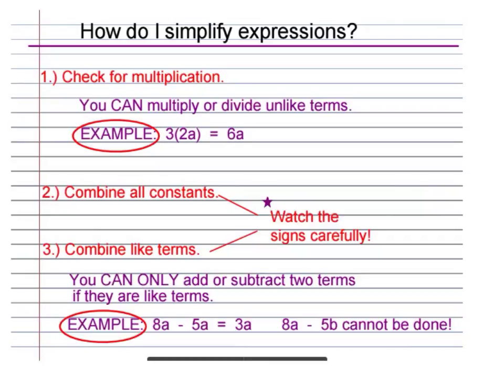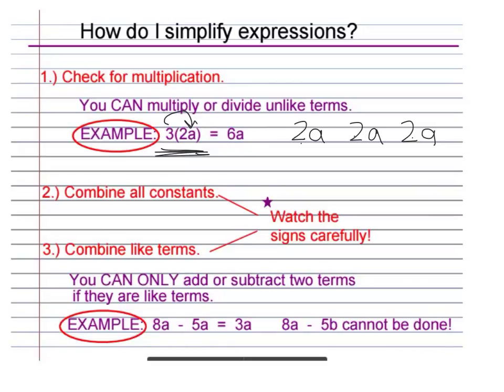Now, how do I simplify an expression? Okay, the first thing we always do is we check for multiplication. If there is multiplication, that has to come before anything else. So for example, in this expression it says 3 times 2a. Well, we need to multiply first. 3 times 2a means 2a, 2a, and 2a. There's 2, 4, 6 a's.